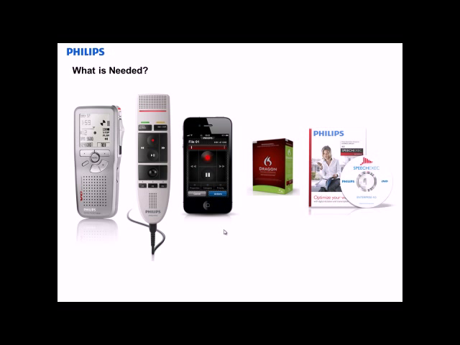What is needed is a digital recorder, a Philips speech mic, a mobile device with the Philips Recorder app enabled, Dragon Naturally Speaking Professional version 11.5 is preferred, and Philips Speech Exec software, both dictate and transcribe. For my demonstration, I will be using the professional version. However, setup is the same in Enterprise as well.